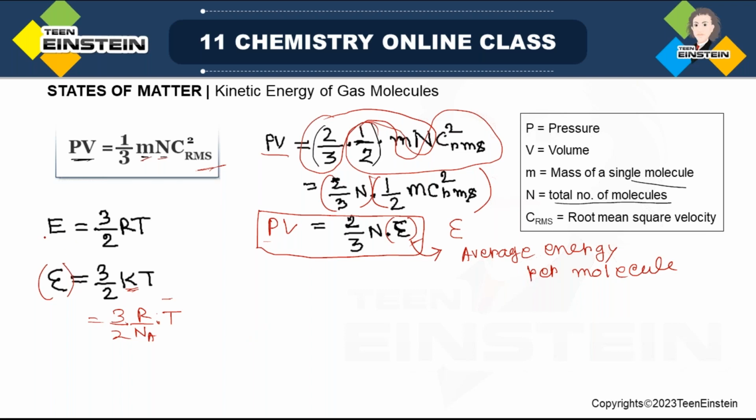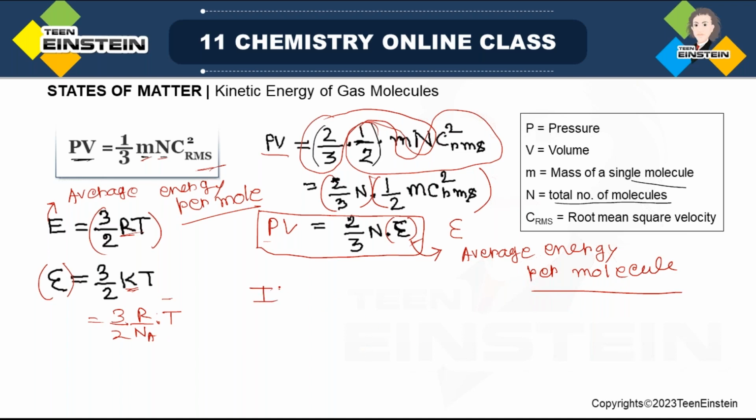And what is this capital E? Capital E is also average energy, but now this is not per molecule, this is per mole. That is the difference. So when you say average energy per mole, it is capital E, and that is equal to 3 by 2 RT, with the universal gas constant, not the Boltzmann constant. But when it is epsilon, which is average energy per molecule, you have to consider 3 by 2 kT.